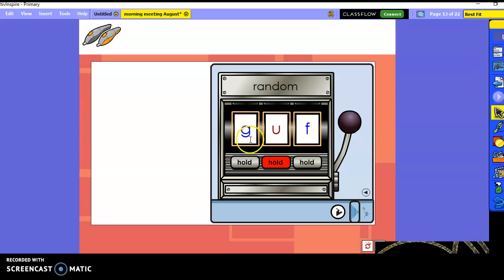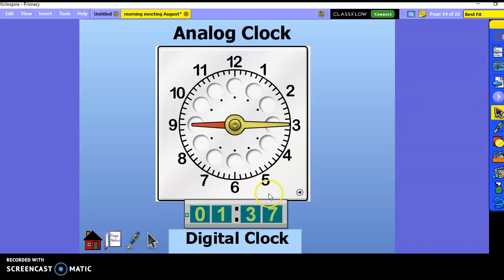Next one. Sound this word out in your head. We'll do it together. Guff. Guff. We're going to do 2 more. Sound this out in your head. Cuff. And last one. Sound it out in your head. Tuck.